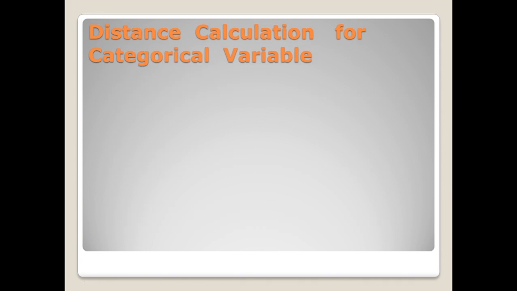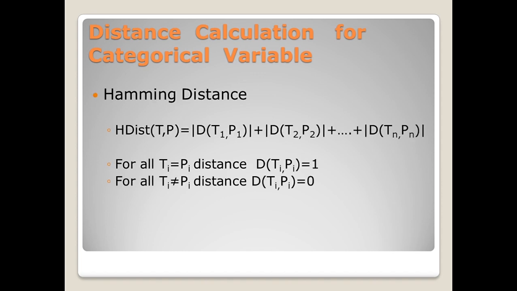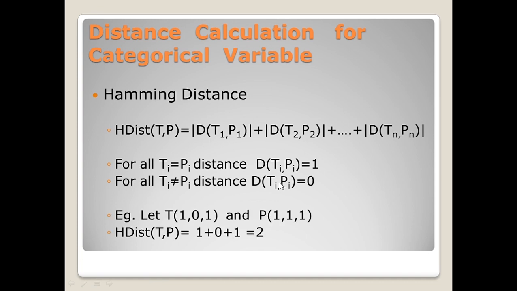Distance calculation for categorical variables can be done using Hamming distance. In Hamming distance between training and test data, we try to find the distance between each and every attribute of the training data with the test data and take the absolute values of those. In this method, when the value of the attribute of training data is equal to the value of the attribute of test data, then the distance between Ti and Pi is considered as 0, else it is considered as 1. Let us understand it by an example.